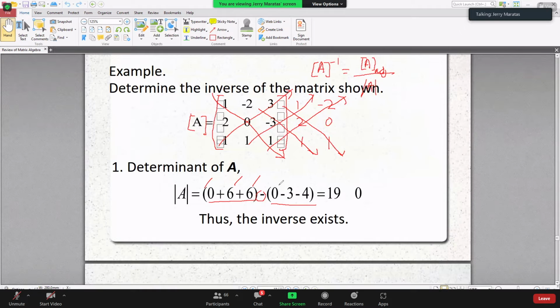1 times 0 times 3 is 0. 1 times -3 times 1, it's -3. 1 times 2 times -2, it's -4. So this is the result. It's 19. And by the way, this is not 0, no? So this is not 0, meaning the inverse exists.